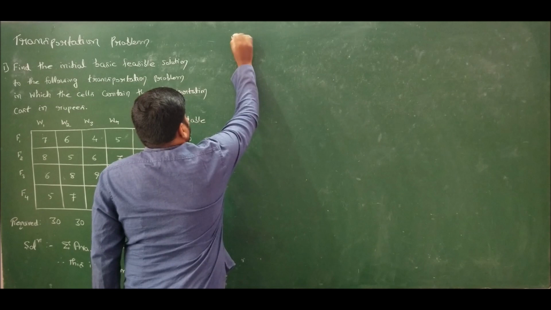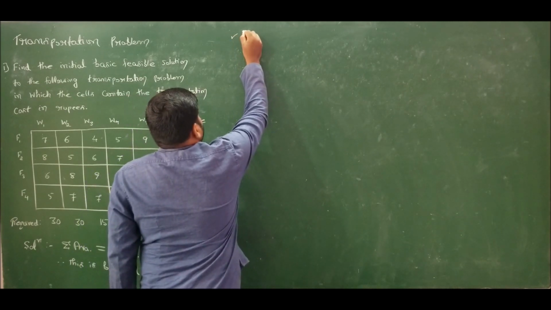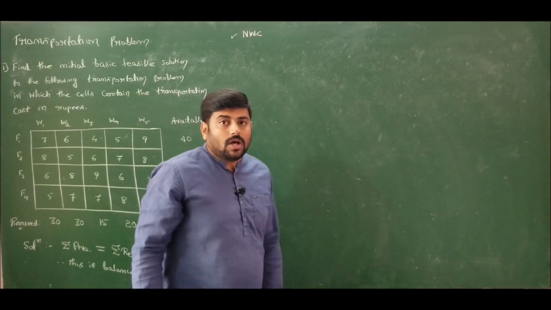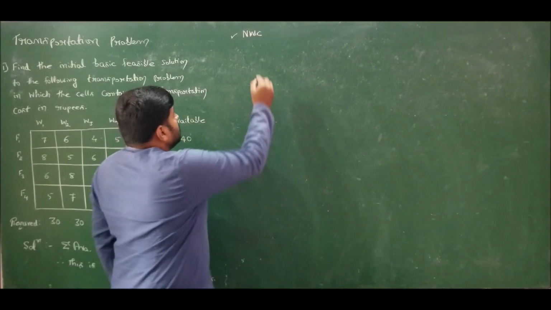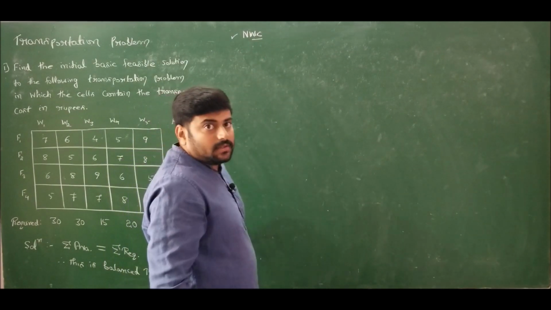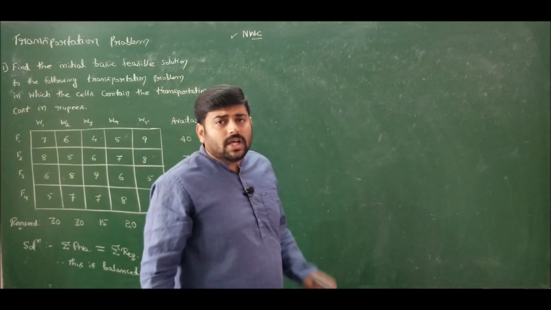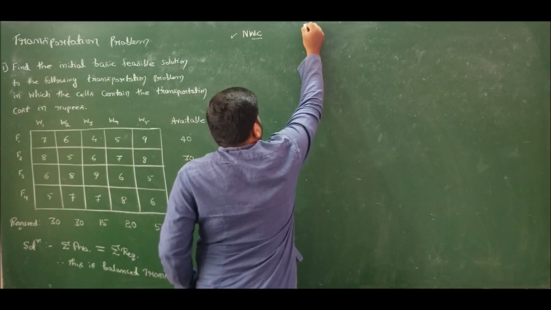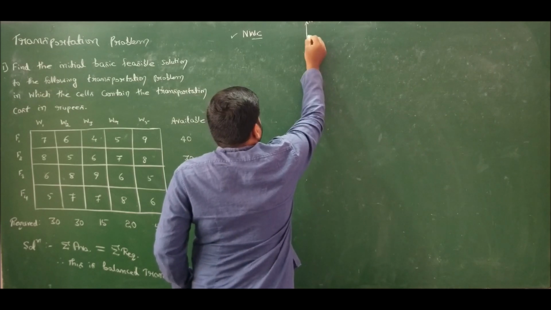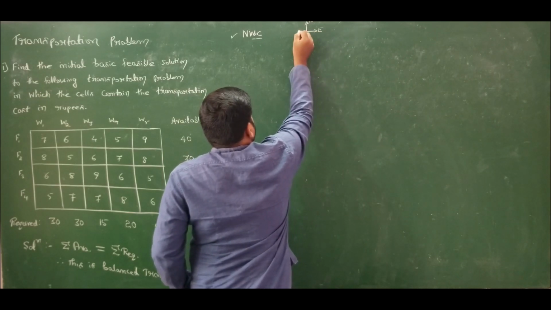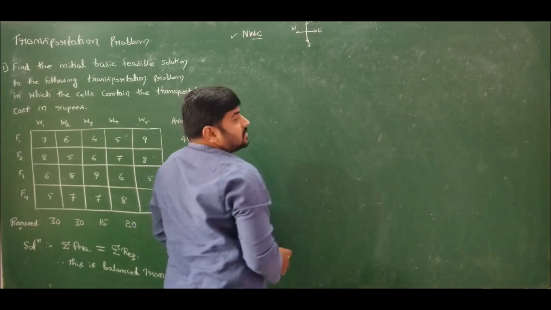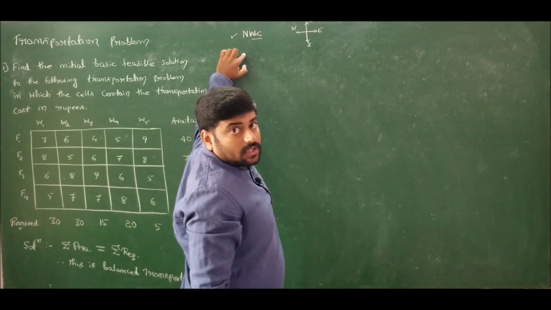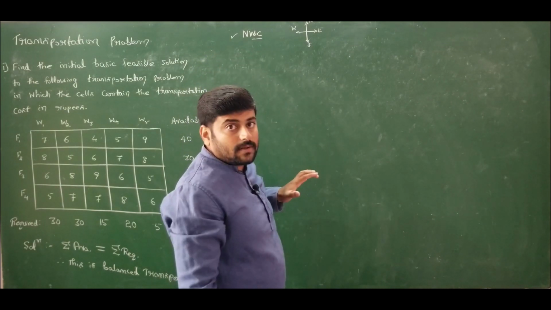So first let us address the problem by using the northwest corner rule. NWC stands for northwest corner method. In the northwest corner method, we always start from the northwest corner and proceed with the allocation. We have the directions north, south, east and west. So this is the northwest corner, correct? Always start from the northwest corner for the problem and start the allocation.